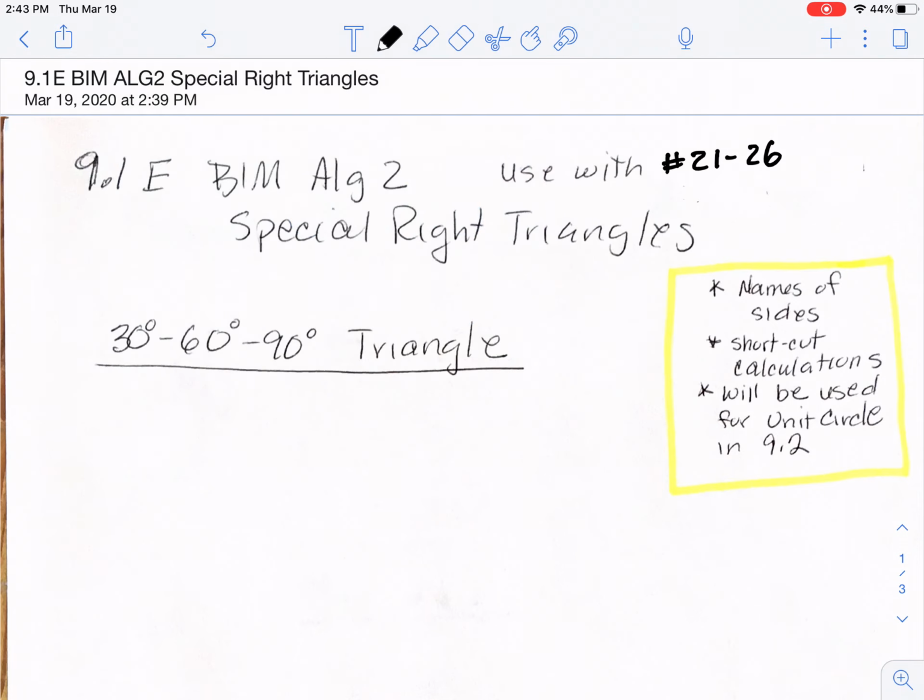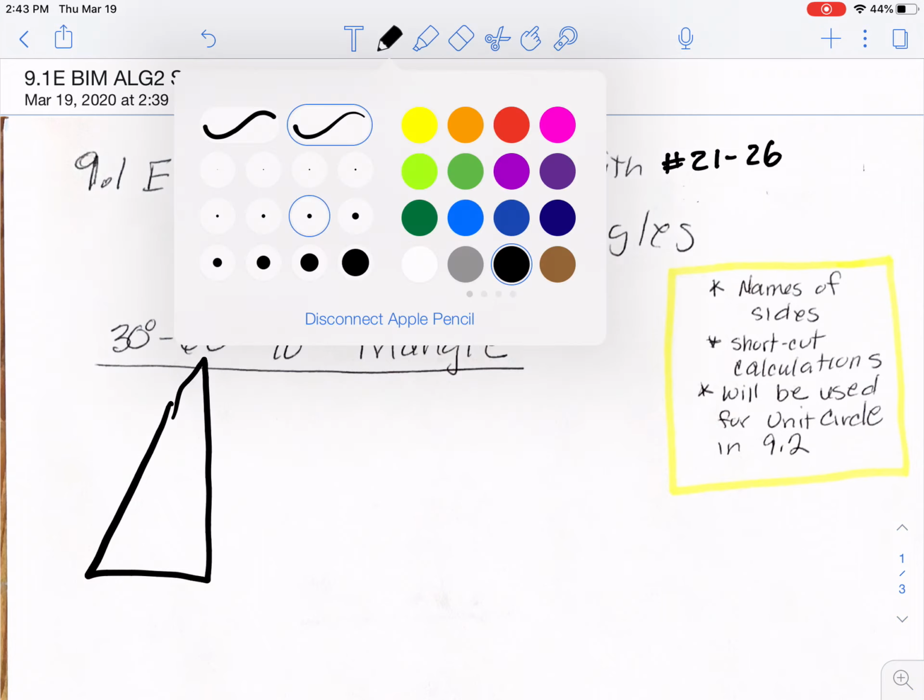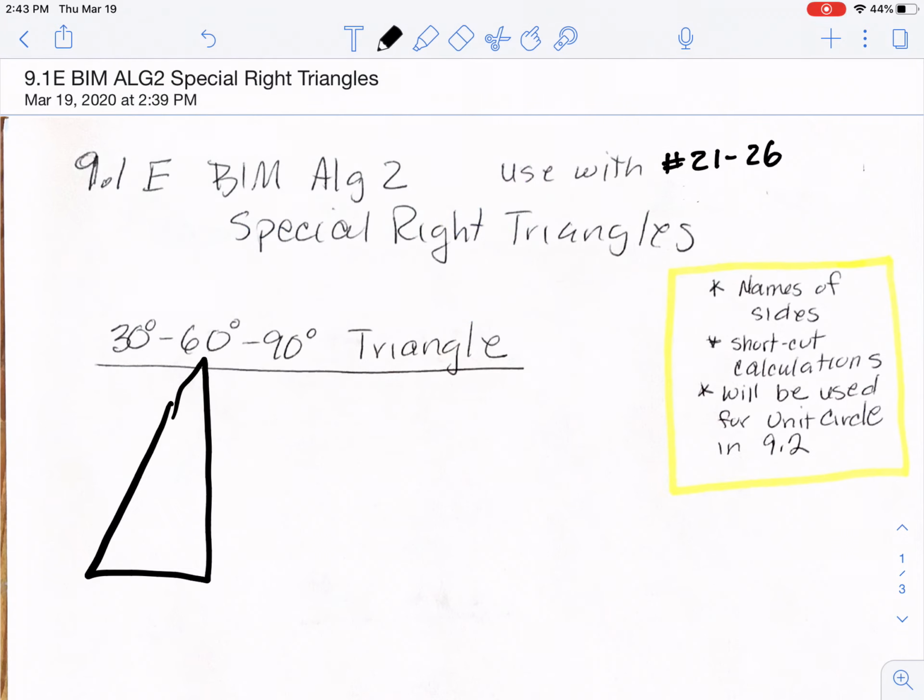So I'm going to draw myself a 30, 60, 90 triangle. Let's narrow that line down. On this triangle, I'm going to make this smaller angle 30 degrees. This is 60 degrees down here, and of course our right angle right here is our 90-degree angle.